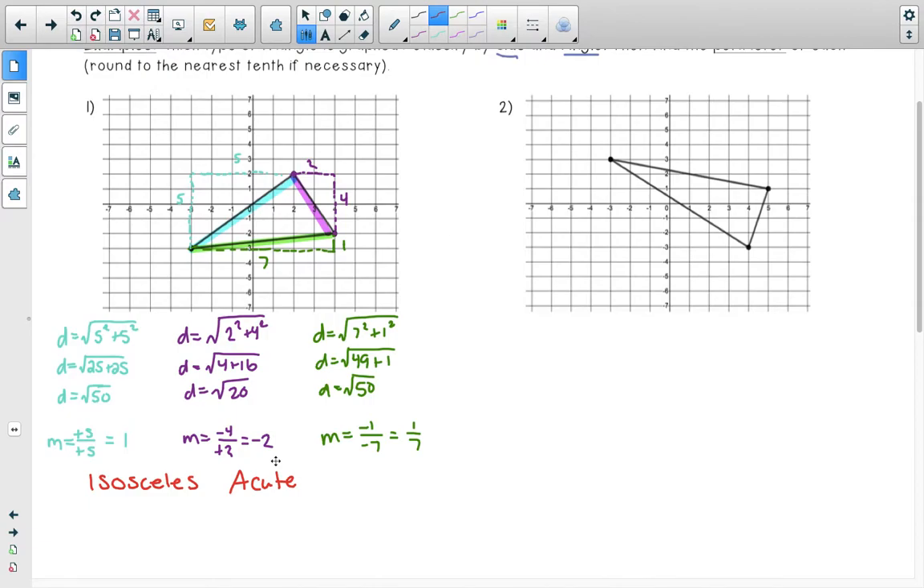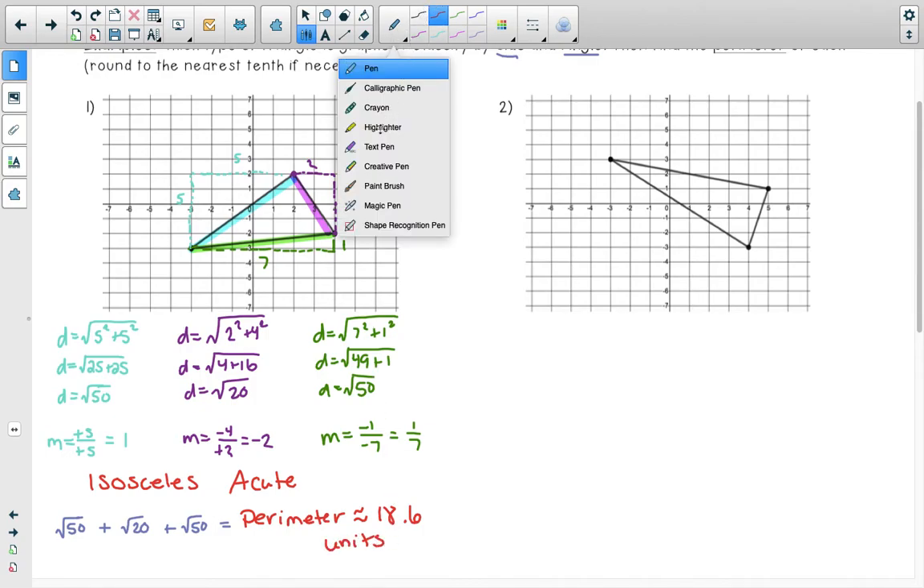To find the perimeter, in our calculator we will take the square root of 50, make sure we get out of the square root of 50, add the square root of 20, get out of that, plus the square root of 50 again, get out of that, and press equal. We would get the perimeter is approximately 18 and 6/10 units.